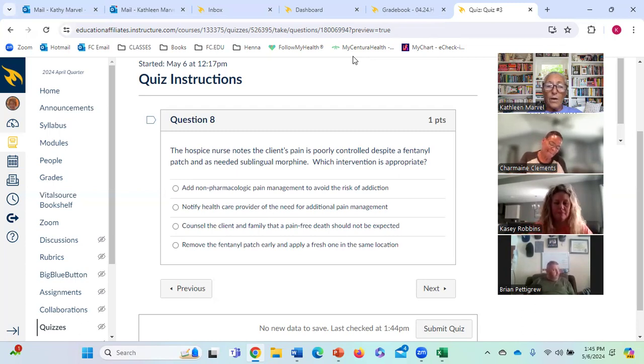Counsel the client and family that a pain-free death should not be expected. No, we wouldn't do that because we are trying to provide a pain-free, or as comfortable as possible. Why is D wrong? This is a med surg question. It doesn't matter where you move the fentanyl patch. You're supposed to put the new one in a different location. Hear what Brian just said. Go ahead and repeat that, Brian. If you remove a fentanyl patch and you replace it and you put it in the exact same location, you could overdose the patient and kill them. Yep.